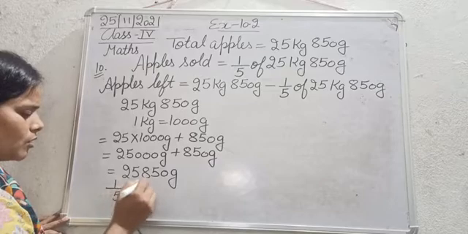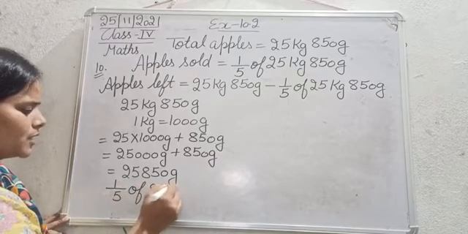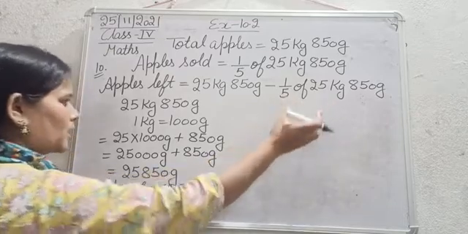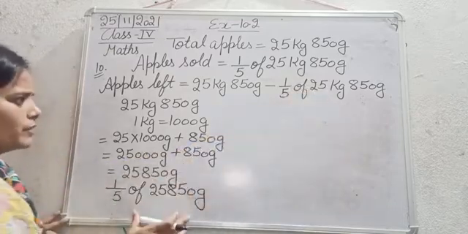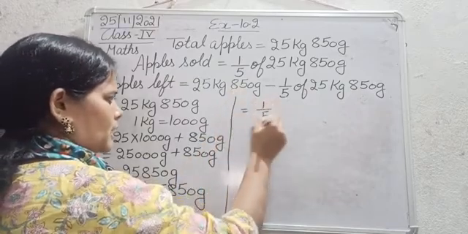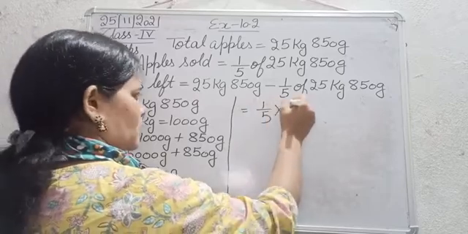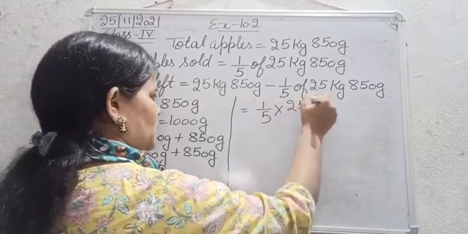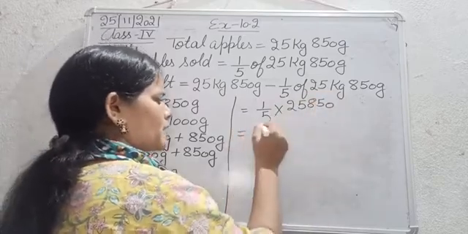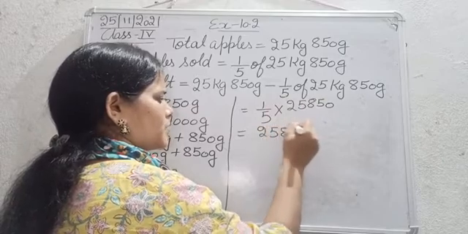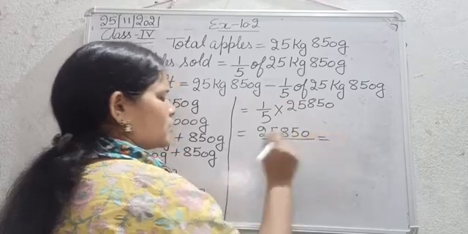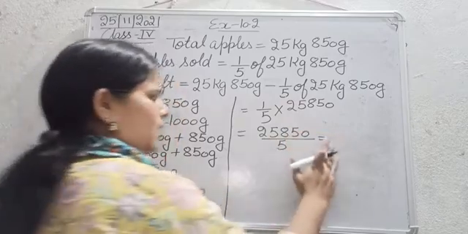Now we need to find out 1/5 of this, 1/5 of 25,850 gram. So now we are finding this because after conversion we got this. Now we will find this. Okay, that is 1/5 into 25,850. So this is 1 multiplied by 25,850, that is 25,850 upon 5. So let's divide it and find the answer.